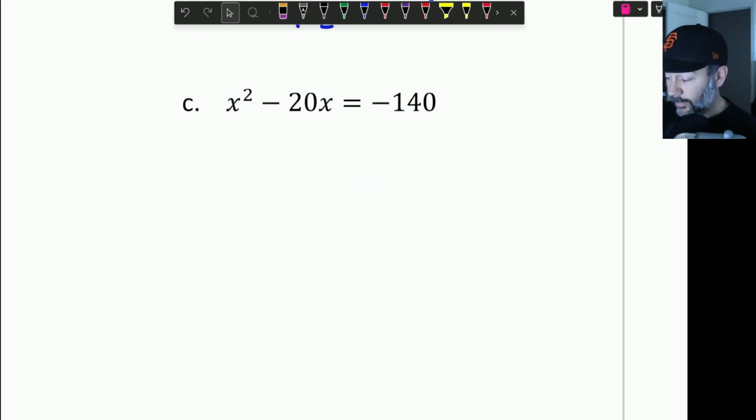So let's look at one more example here. Okay, so we've got x squared minus 20x equals negative 140. And I'm going to rewrite this with a little bit more space.